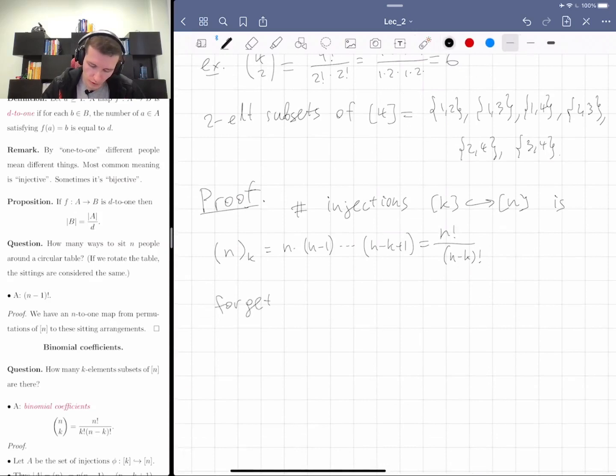Forget the order. By forgetting the order, I mean I just look at the images of the first k elements, and then I forget their order. So you get a k factorial to 1 map between two sets.